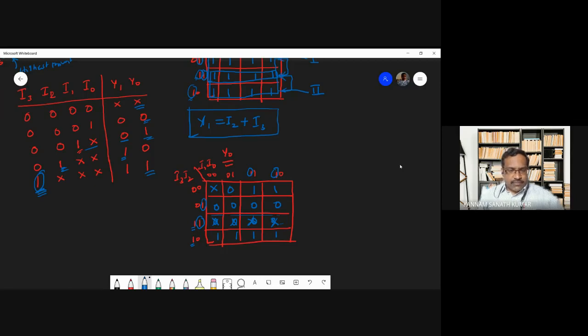So now I can make, so this is one quad. I can make a group. This is one, sorry, octet. Okay. And I can consider this don't care as 1. I can make this one as one quad. Okay. So again you have two groups. So this is the first group and this one is the second group.